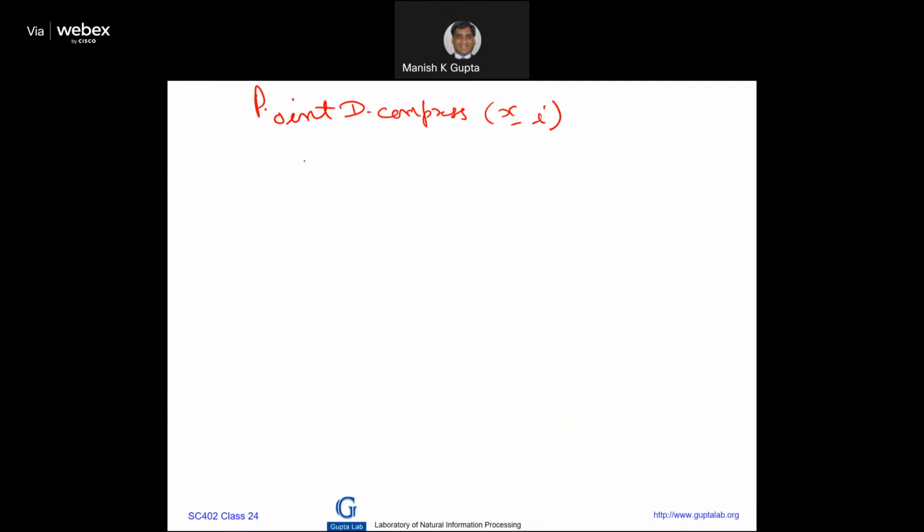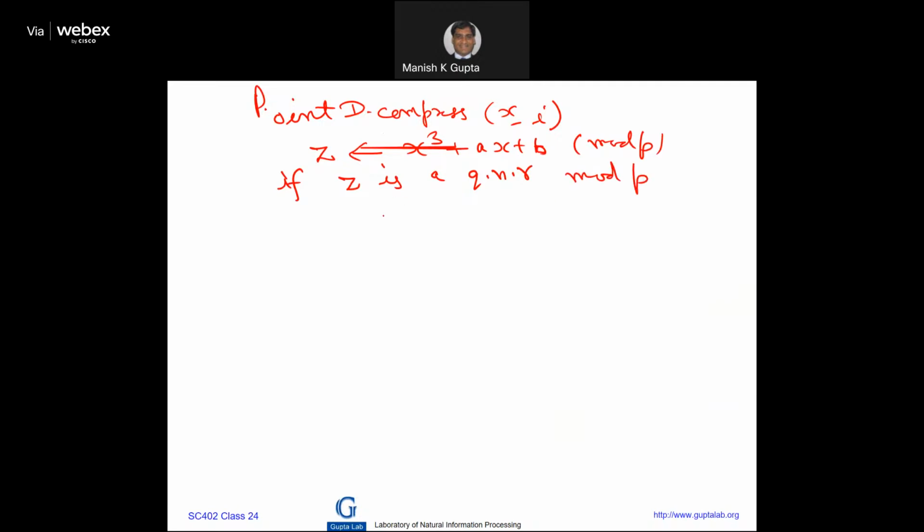Input is x comma i. So you compute z, I mean, you compute x cubed plus ax plus b mod p. And if z is a quadratic non-residue mod p, then return failure. Obviously, in this case, you cannot do anything, right? Return failure.